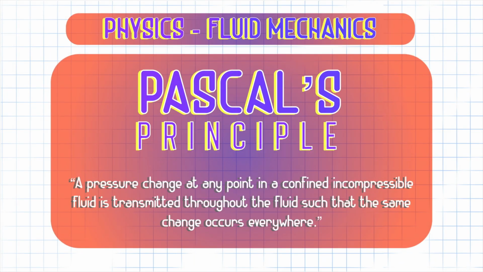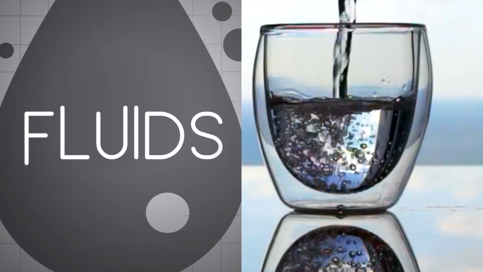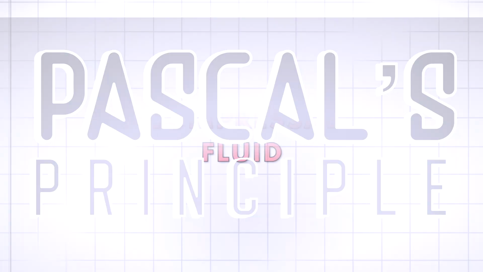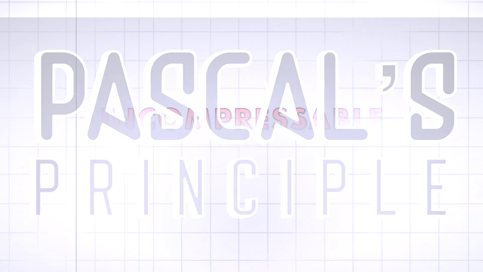A pressure change at any point in a confined, incompressible fluid is transmitted throughout the fluid such that the same change occurs everywhere. Okay, so let's break it down. In physics, a fluid is either a liquid or a gas. Incompressible fluids like water or blood won't change in volume or density when compressed.